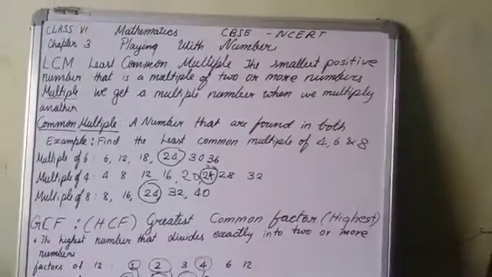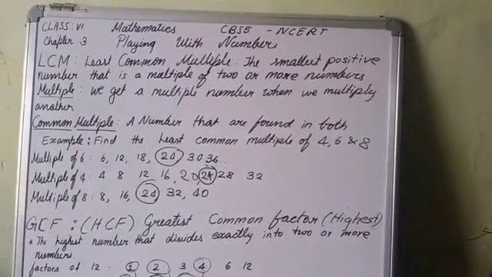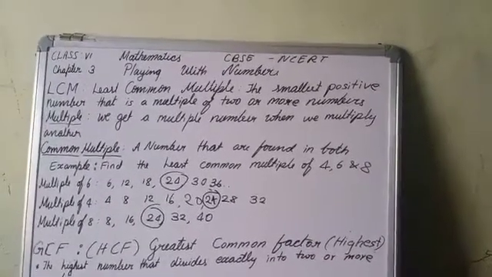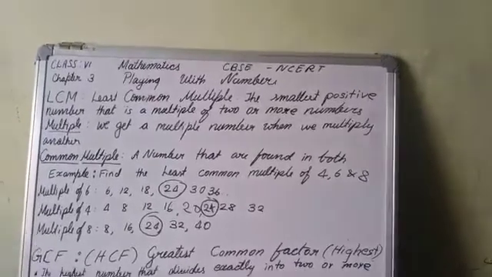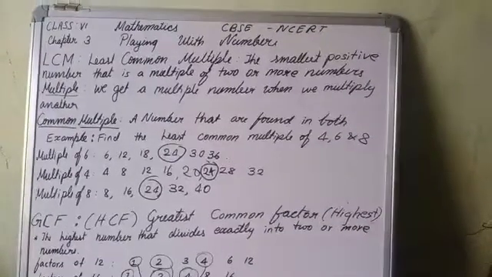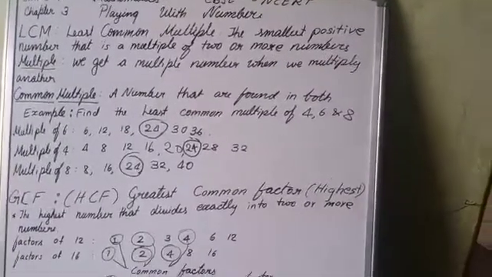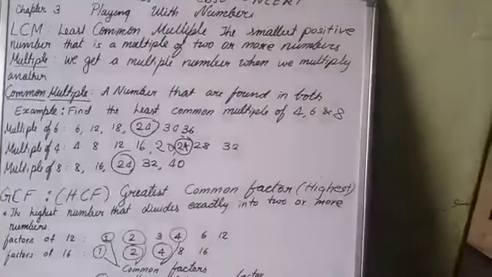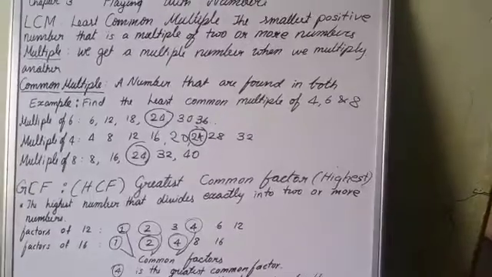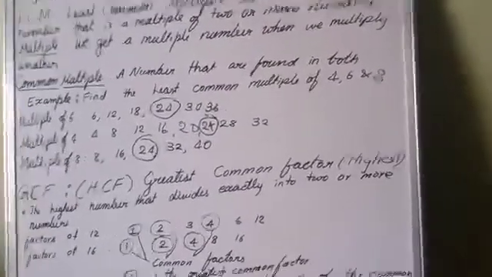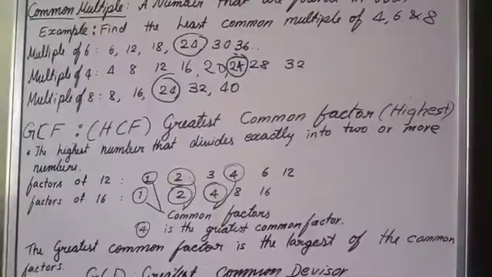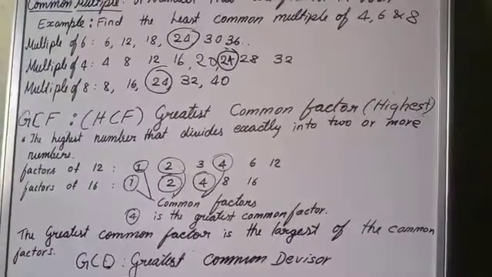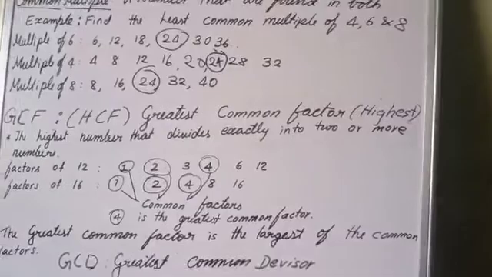So we first list out the factors of 12: 1, 2, 3, 4, 6, 12. Because in 12, 1 twelve, 2 sixes, 3 fours, 4 threes, 6 twos, 12 ones. Factors of 16: 1 sixteen, 2 eights, 4 fours, 8 twos, 16 ones. After listing them all, we circle the common factors. The greatest one is 4, so 4 is the greatest common factor. In the same way, the greatest common factor is the largest common factor. Another name for this is GCD, greatest common divisor.